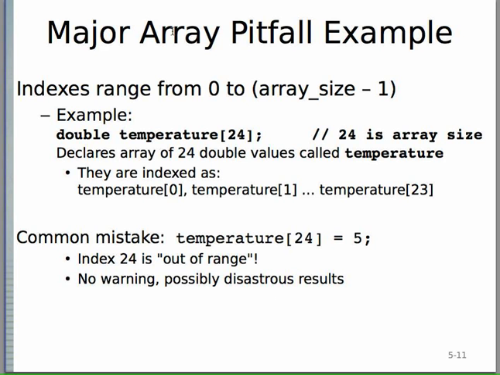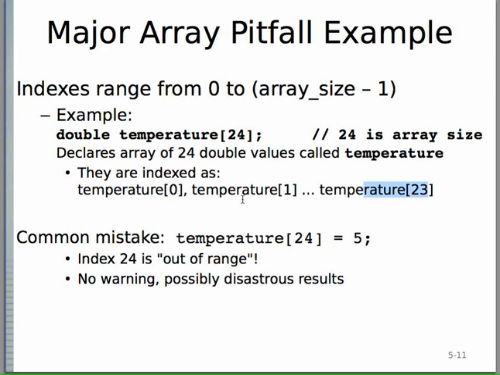example of this pitfall. You declare an array of size 24. You think, okay, I should be able to go temperature sub 1, temperature sub 2, and so on up to temperature sub 24. No, it goes temperature 0, temperature 1, and so on up to temperature 23, whatever the size is, minus 1.